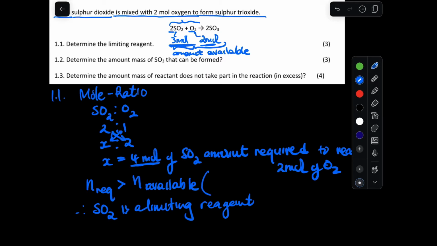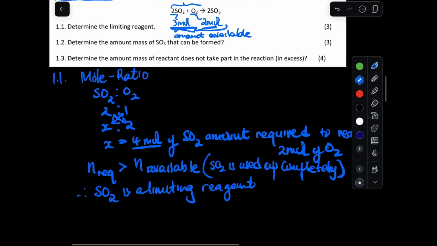So the sulfur dioxide is going to be used up completely. Because the amount that we needed was 4 mole, but we have 3, this 3 mole needs to be used up completely. So the reaction will stop. Therefore we conclude that the sulfur dioxide is a what? A limiting reagent. It limits the reaction from progressing.